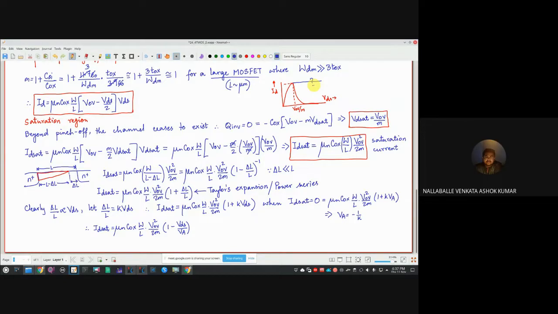Sir, drain induced barrier lowering. That is for short channel, you know? DIBL is a short channel effect. I am not speaking about short channel effect. This is going to happen even for a very large device, so it is irrespective of the short channel effect. Sir, the lateral field is more, that's why electrons tunneling happening.